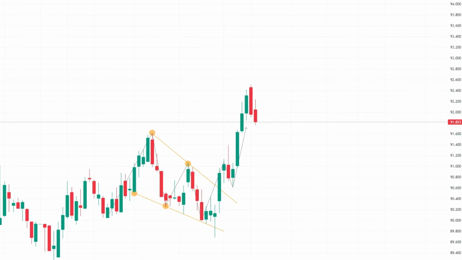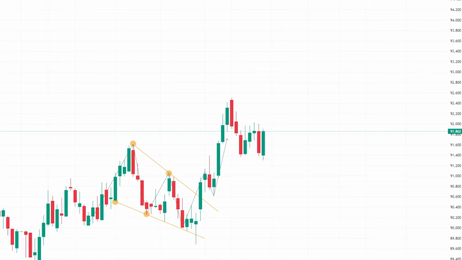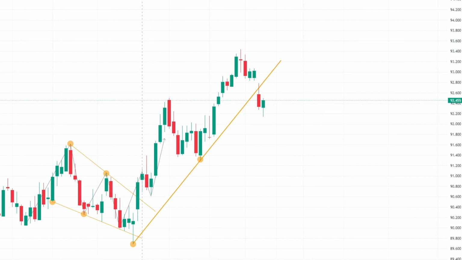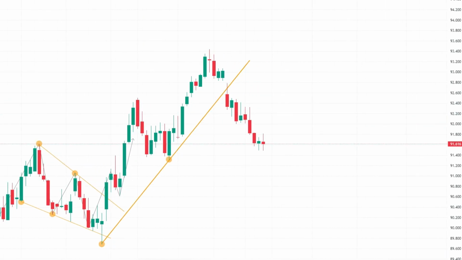In order to create a trend line, we need to identify 2 points that are either both low or both high. If the price breaks the trend line, it indicates a shift in the market trend.